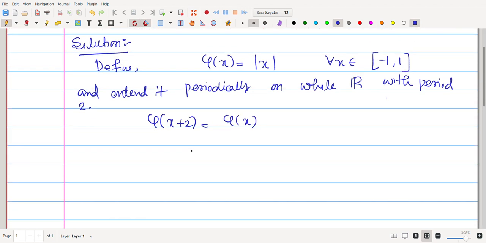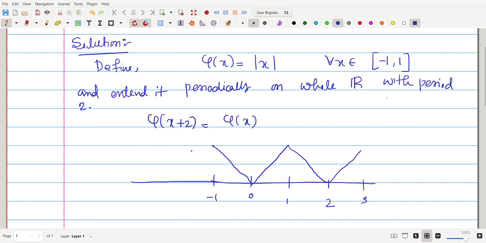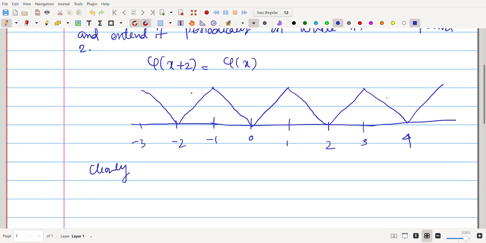If you want to draw the picture, say this is the real line, this is 0, this is -1, this is 1. We started with a function phi of x which is mod x, so the function looks like this, and then you periodically extend it. Say this is 2, this is 3, and we can extend it this way. So the function is a kind of zigzag function. Similarly on the left hand side also. This is the function. So clearly phi is continuous on whole R, right?